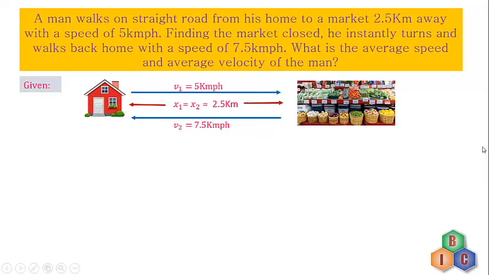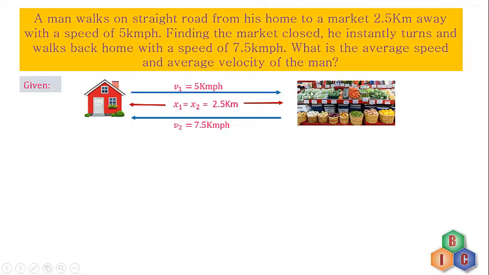This diagram will help us see what we need to find from this problem. A man walks on a straight road from his home to the market. The distance between the home and market is 2.5 kilometers. While going from home to market, he walks with a speed of 5 kilometers per hour. Let us denote this 5 kilometers per hour as V1. This is the speed with which the man walks from home to market.